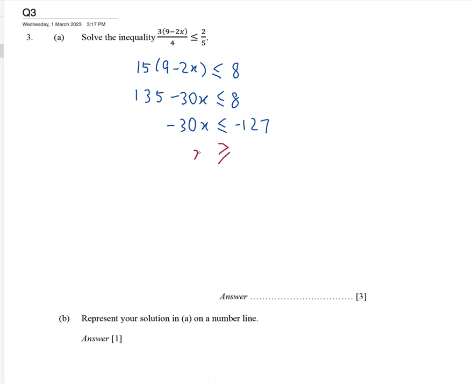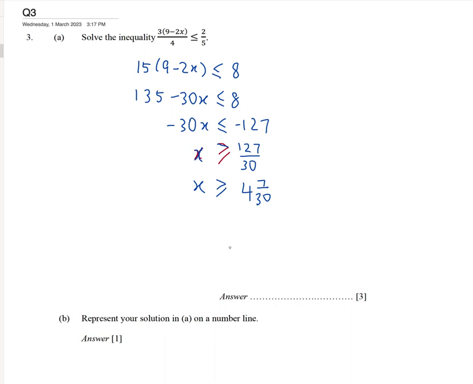So x is 127. The minus sign is cancelled out, and this gives us 4 and 7 over 30. We must leave our answer in a mixed number.